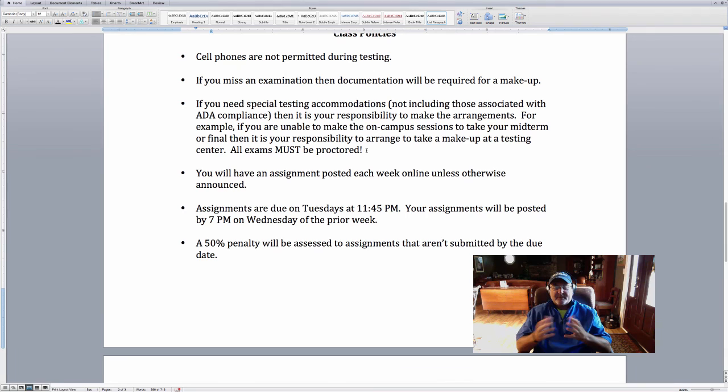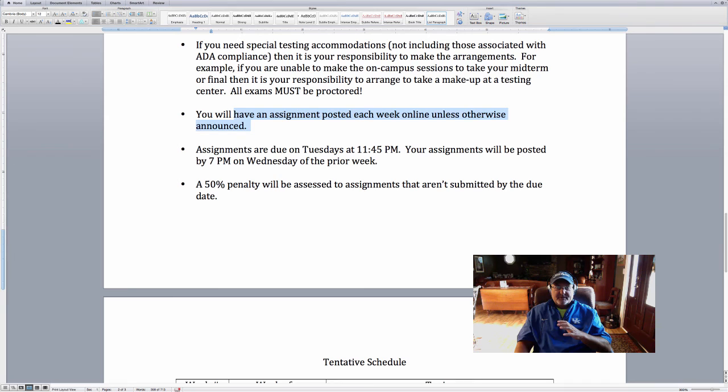Guys, you will have an assignment posted each week unless otherwise announced. So again, don't come up and say, I didn't know we had an assignment due. You have an assignment due every week, so it's a no-brainer. Assignments are due every Tuesday. Your assignments will be posted by 7 p.m. on Wednesday of the prior week. So that gives you about 6 days to actually do an assignment. Week in, week out, it's going to take you about 1 hour to submit.